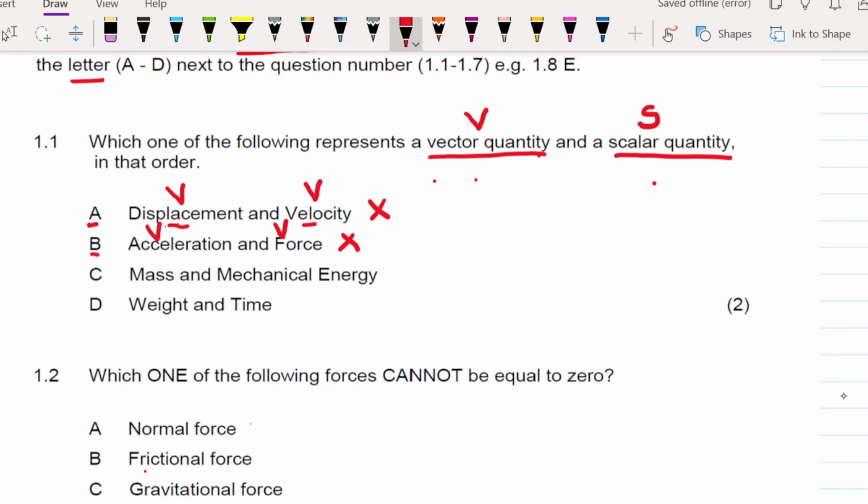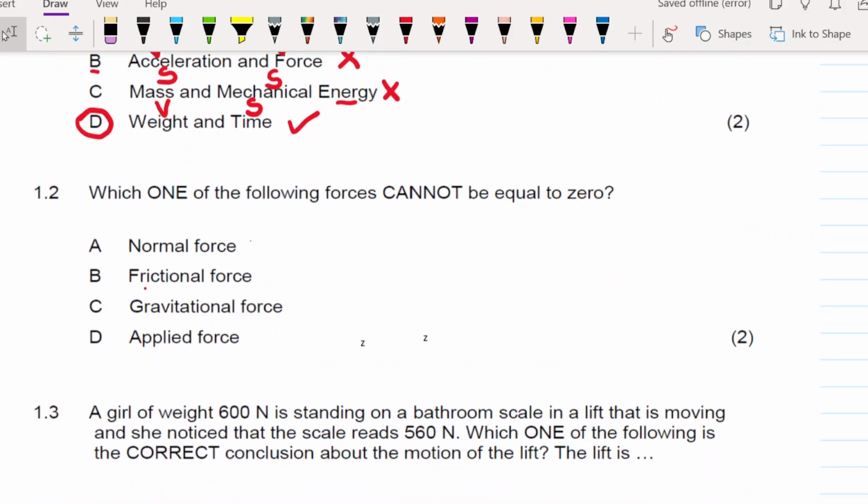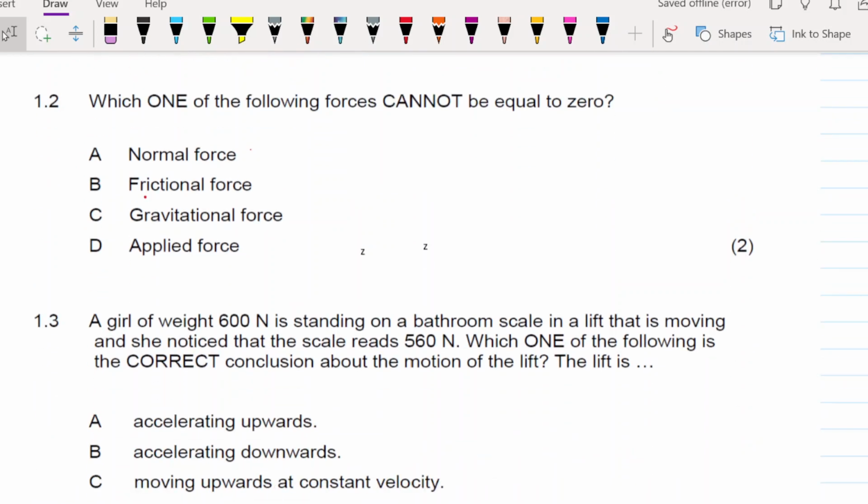Now let's go to option C. A mass, we know a mass is a scalar, and mechanical energy, we know energy is also a scalar, so it cannot be option C. Now let's look at the last one. The weight, a weight is a vector, and time we know is a scalar. So this is our option, which is option D. That is the answer for 1.1. It's option D.